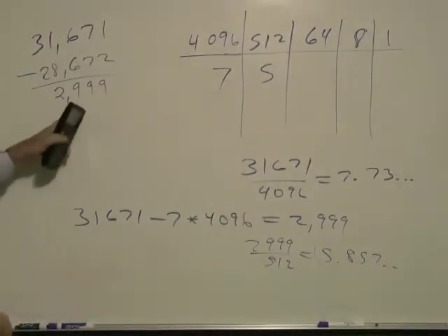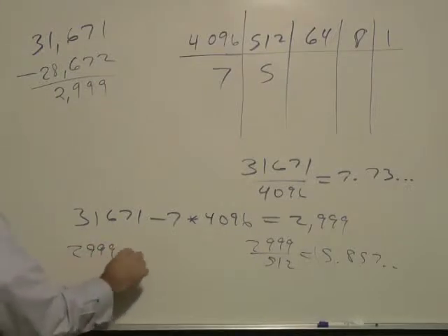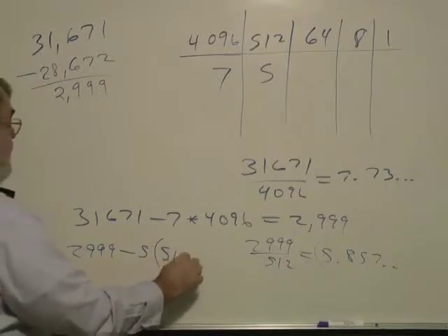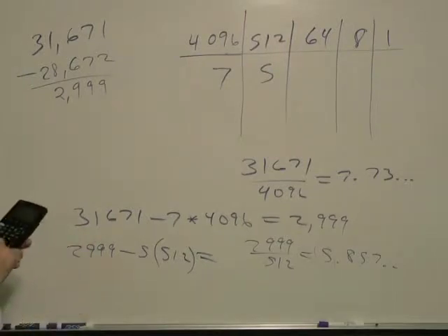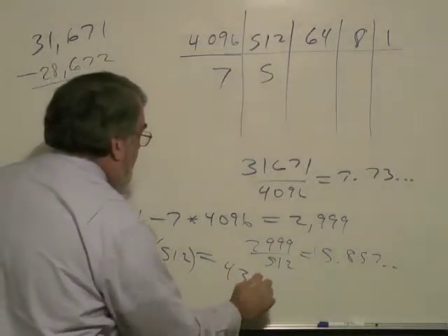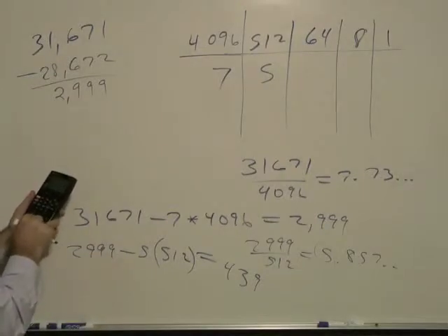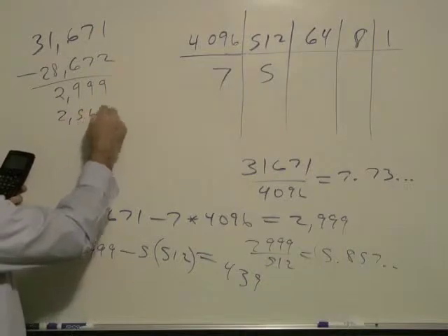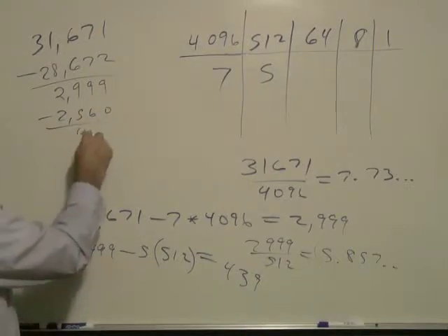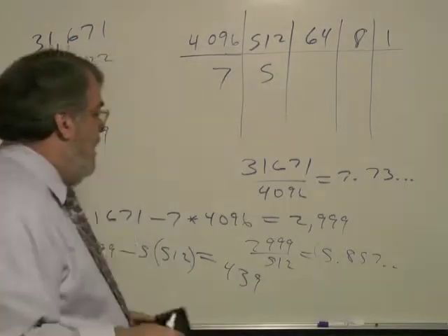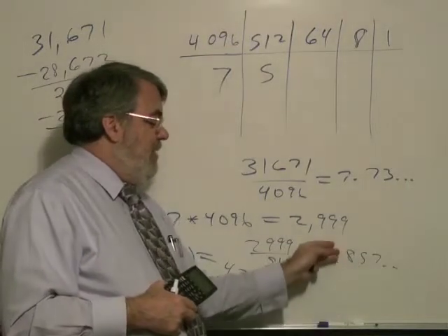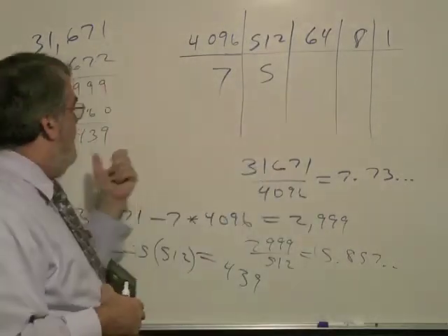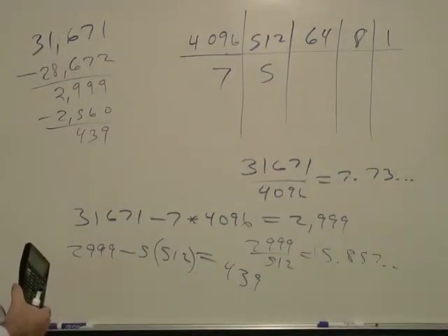Now I could punch in 2999 minus 5 times 512 and get the remainder after I divide. So 2999 minus 5 times 512 is 439. Or you could say 5 times 512 is 2560. When I subtract, it's 439. All right. Either way. One more time, on this decimal part, subtract 5, multiply by 512. That will give you the remainder of 439. Okay. So, keep plugging away.